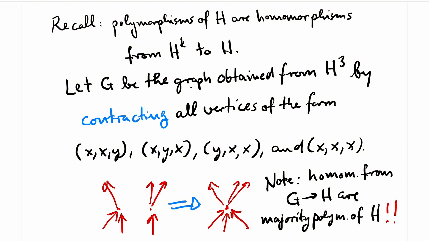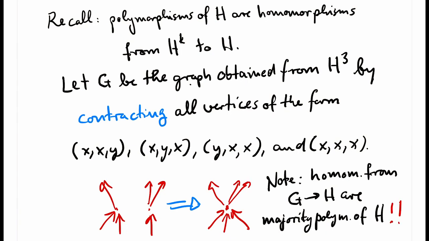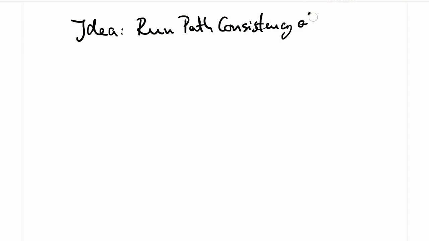So to prove that our problem of finding a majority polymorphism is in NP, we just have to guess such a map and verify that it's a homomorphism. And indeed, the existence of a homomorphism from G to H can be decided in polynomial time. And the trick is on the next slide. The idea is to run the path consistency procedure on G. If the path consistency procedure derives the empty list, then certainly there's no homomorphism from G to H, and H has no majority polymorphism.